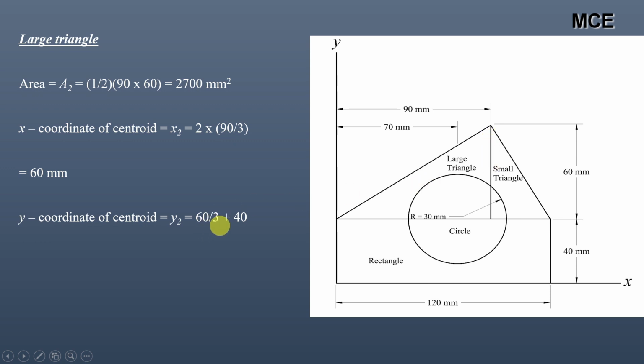The base is 90 mm, and the height in this case is 60 mm. So it will be h by 3, 60 by 3, plus you have to add this distance, that is this side of the rectangle, which is 40 mm. So it will be 40 mm plus h by 3, so 40 mm plus 60 by 3, which is equal to 60 mm, is the y coordinate of the centroid of this large triangle. So the x coordinate of the centroid of this triangle is 60 mm measured from the y-axis, and the y coordinate of the centroid of this large triangle is again 60 mm, measured from the x-axis.